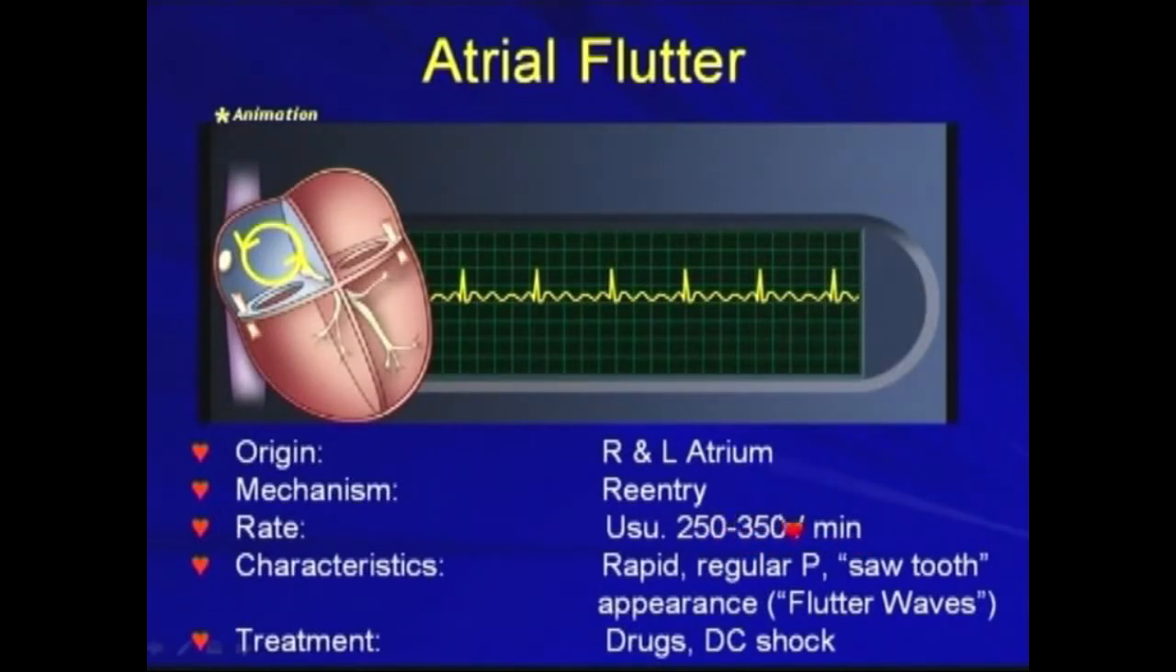For the P wave, this rate refers to the P wave. And it's a rapid, regular P. The typical sawtooth appearance, here the sawtooth appearance, the other name is flutter waves. And the treatment of choice is drugs or cardioversion.